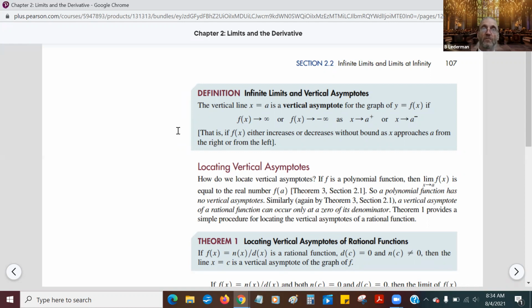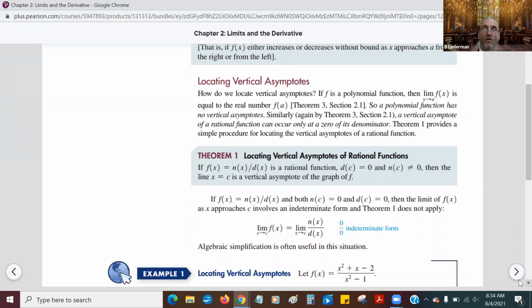This is really just reiterating what we said before. Let's go through the actual real stuff here. Locating a vertical asymptote, that's interesting. How do you locate a vertical asymptote? I can never locate anything. How do you locate a vertical asymptote?